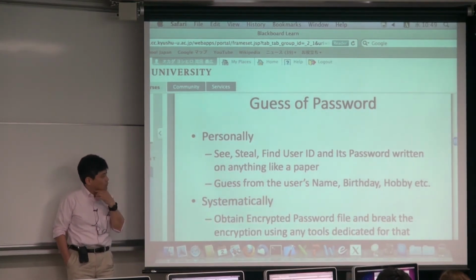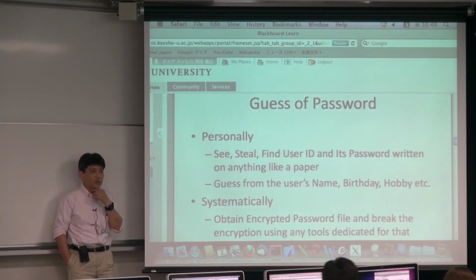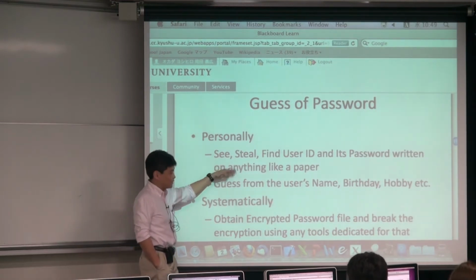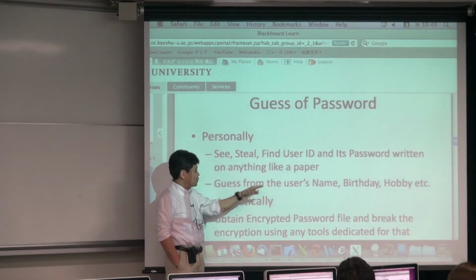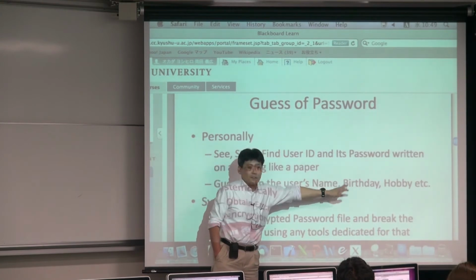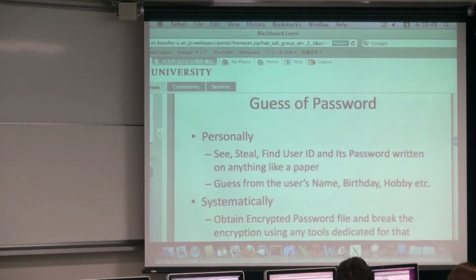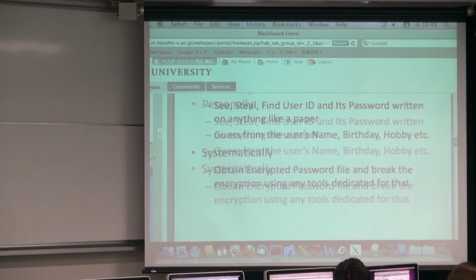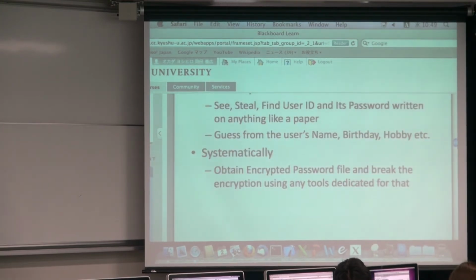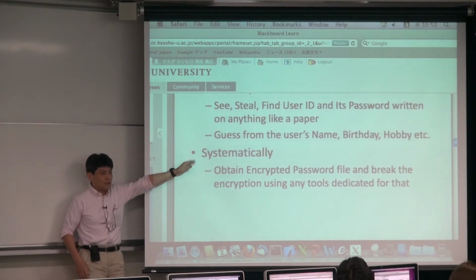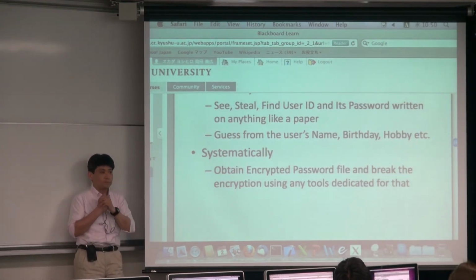So it's better to define your ID name and password not similar to your name, birthday, hobby. Okay. So systematically, this means, for example, by a program. Okay.